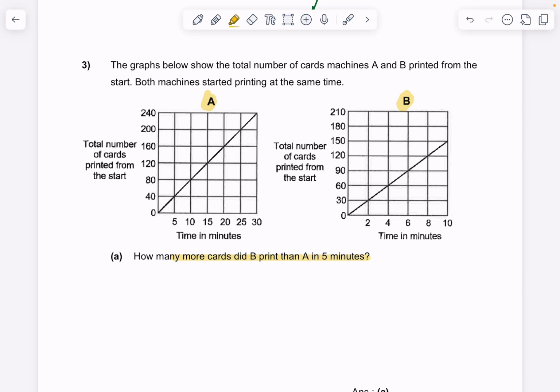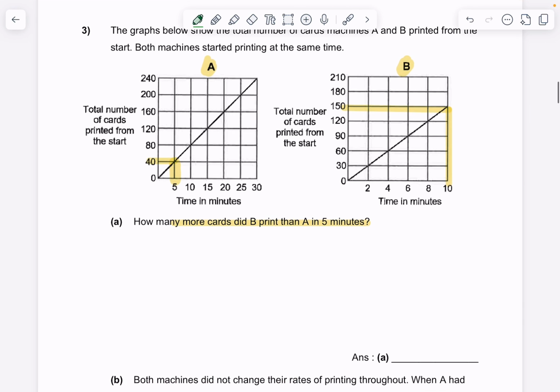in 5 minutes. So you can see that for A, you can easily match 5 minutes, and that's 40 cards. But for B, there is no 5 minutes on this particular scale. If you want to look at 5 minutes, it'll be somewhere in the middle, so it's not advisable for us to read it off the middle of a grid. So what we do is we use a multiple of 5, which is 10 minutes, and then we notice that in 10 minutes machine B prints 150 cards.